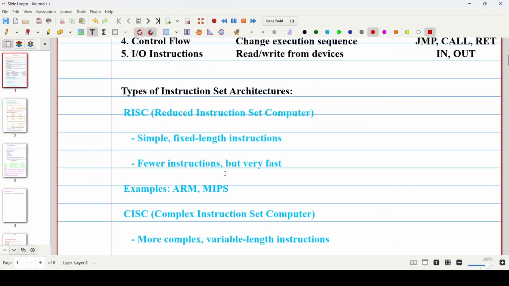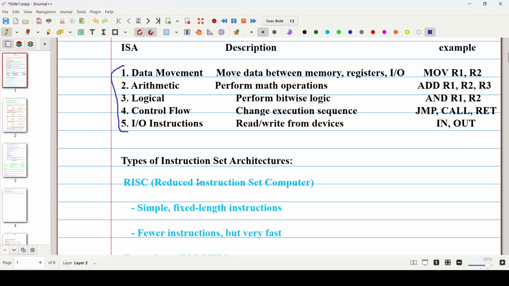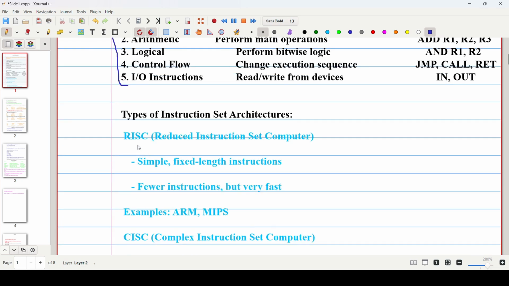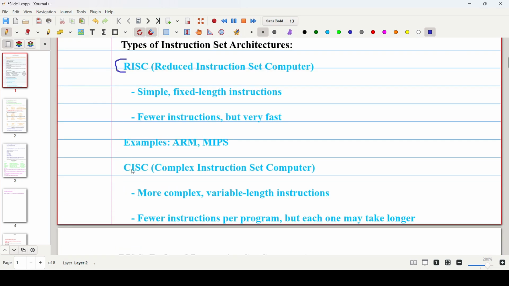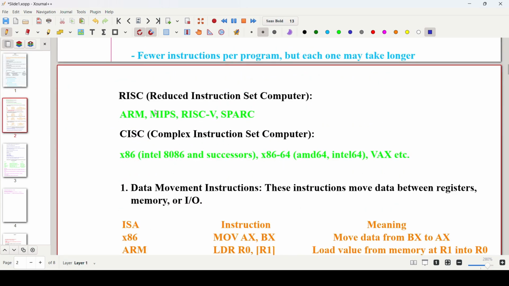So all types of instructions that we have discussed here, these 5 architectures, are all included in RISC as well as in CISC. Okay, so let's discuss some examples of CISC and RISC.